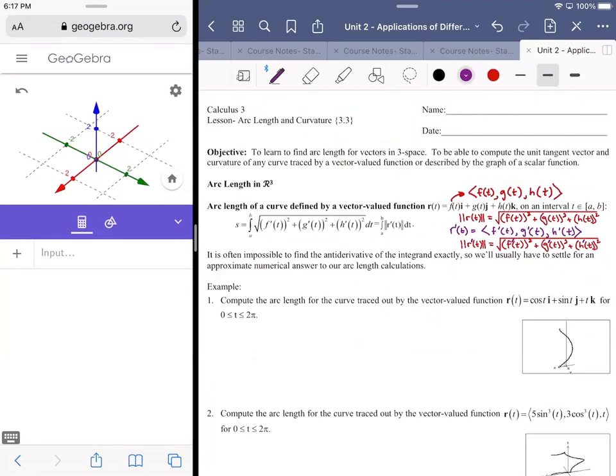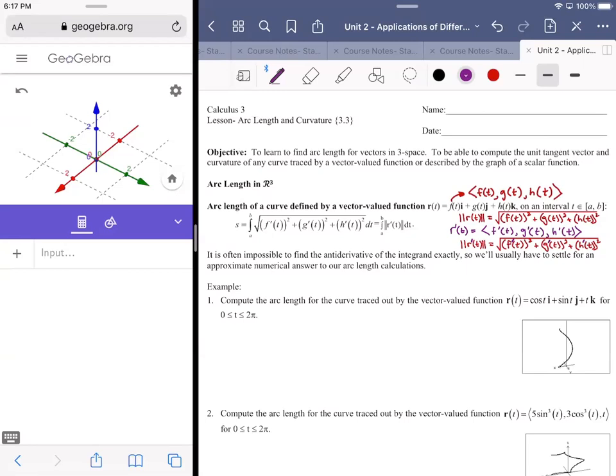Right? So notation-wise, it tends to be a lot simpler, but it's still an operation that needs to be carried out. Right? So now in terms of creating a graph and coming up with the arc length, it's easier said than done, because depending on the nature of the relation, it could be difficult to type into Geogebra. Right? So I wrote the little notation here. It's often impossible to find the antiderivative of the integrand exactly, so we'll usually have to settle for an approximate numerical answer to our arc length calculations. All right, so that's a possibility, and you'll see some circumstances where that comes up. But when we can figure it out, it's really gratifying.